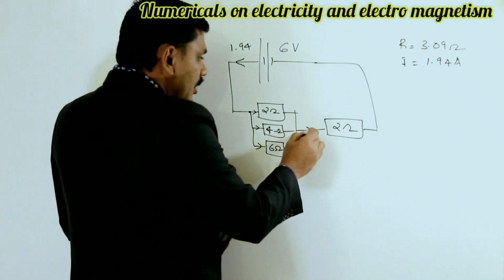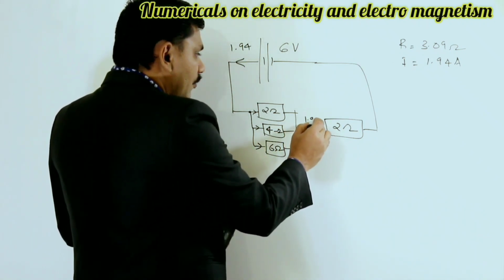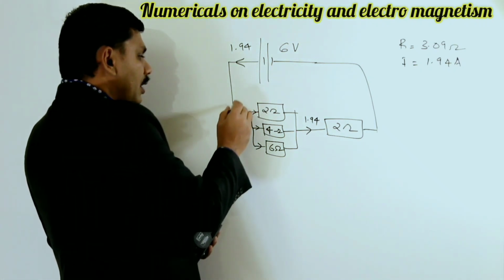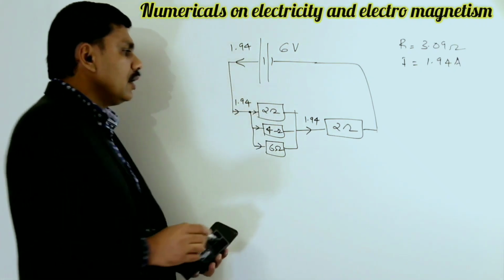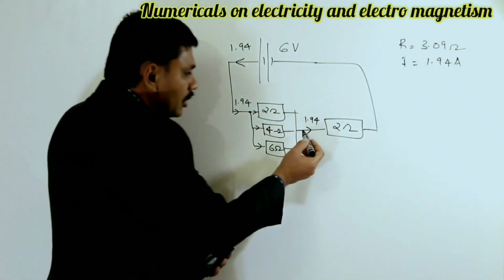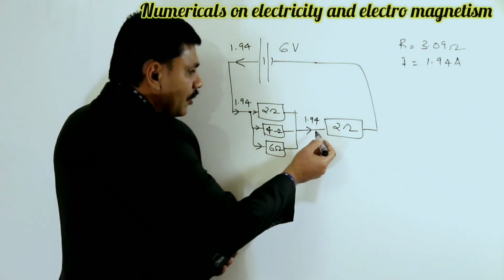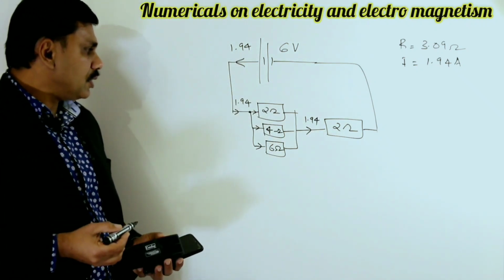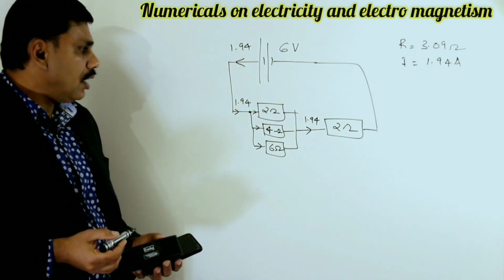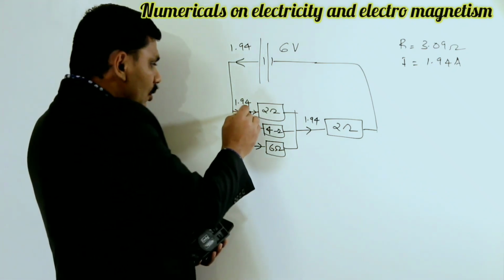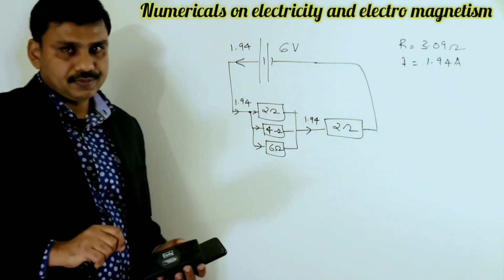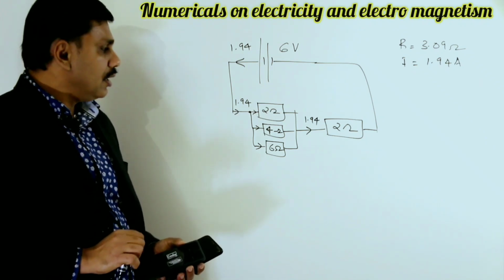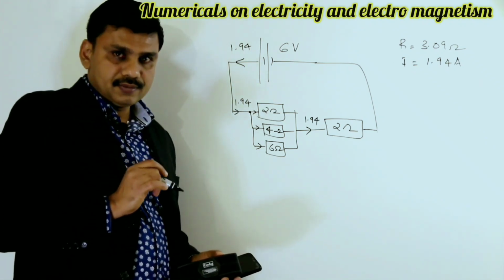And when it reaches here, the current will be 1.94 again. So the 1.94 current is splitting into 3, and again it combines into 1.94, and that current flows through 2 ohm. So the question can ask, what is the voltage across this parallel combination? How will you get it?